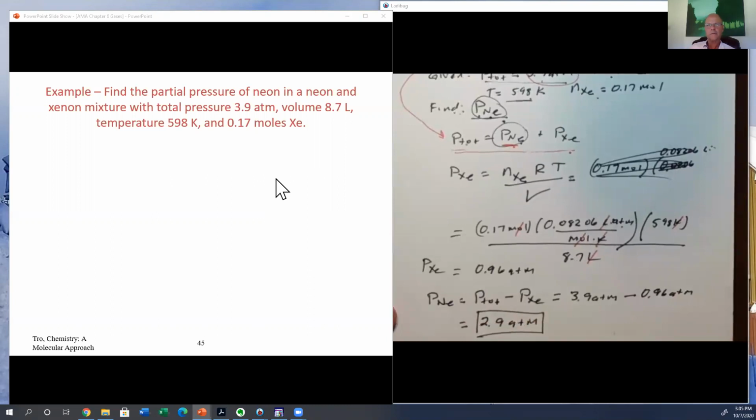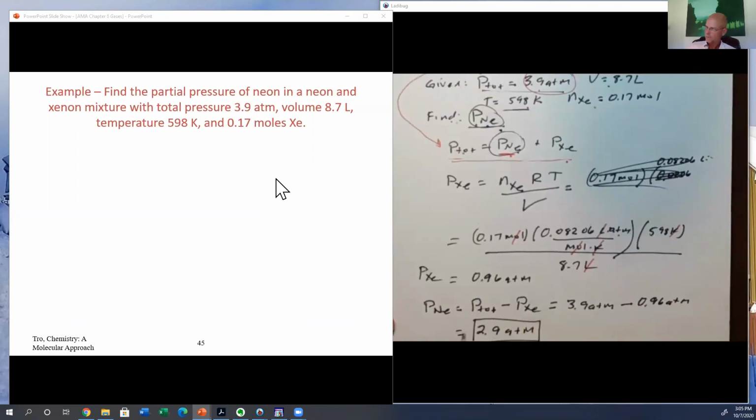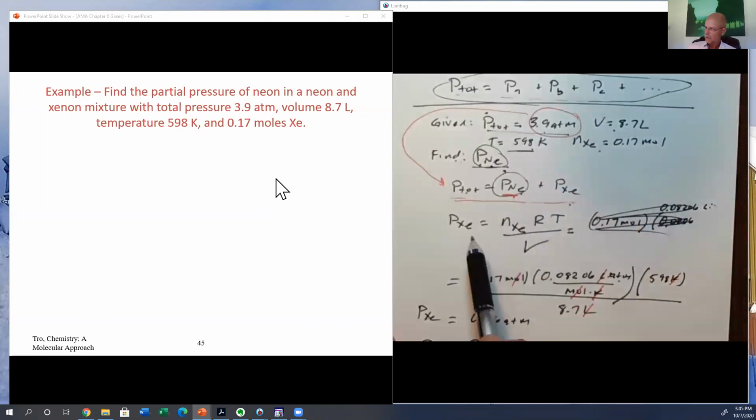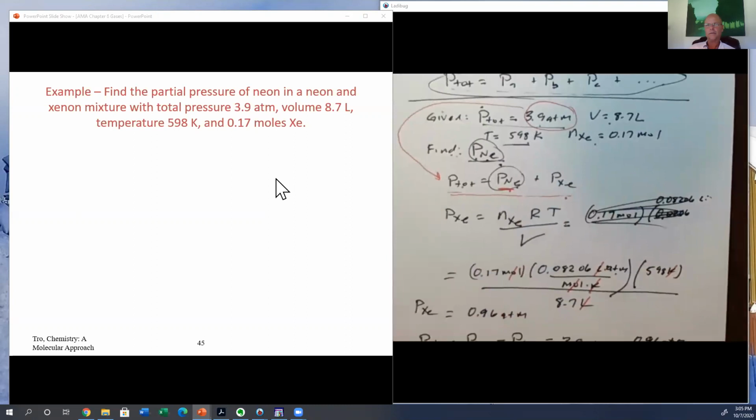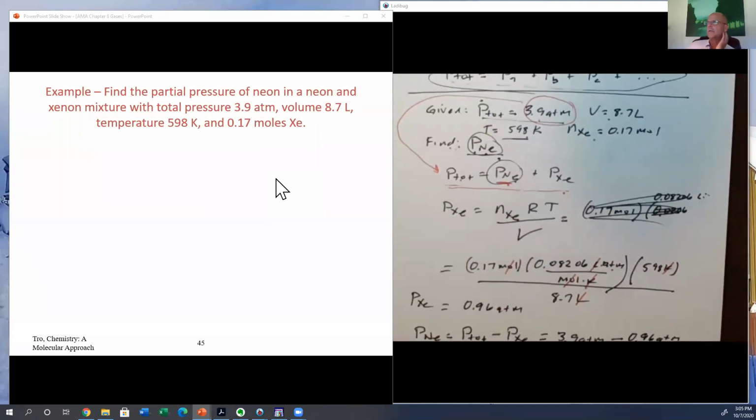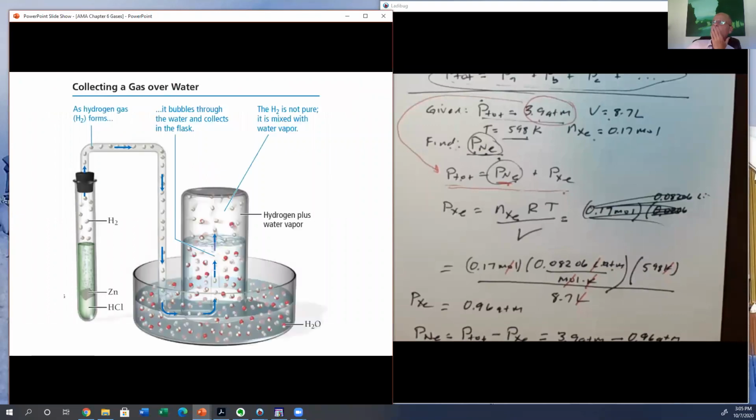Does that make sense? So in the first part here, what I did is I found the partial pressure of xenon, and then I subtracted that from the total pressure to get the partial pressure of neon. All right, good. There are examples like this on the problem set, so you'll be getting some practice on those types of problems very soon.